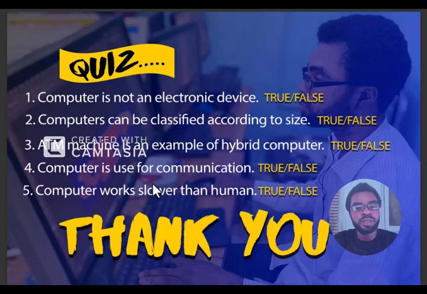Computer is used for communication. Is it true? A computer can be used for communication, so the answer is true. And computer works slower than human. Is it true? Immediately you type 1 + 1 on the computer, the computer will generate an answer for you. No, a computer works faster. So the answer is false. A computer works faster than a human.